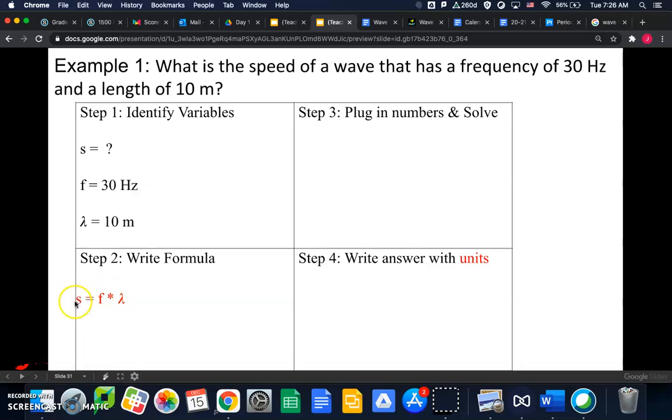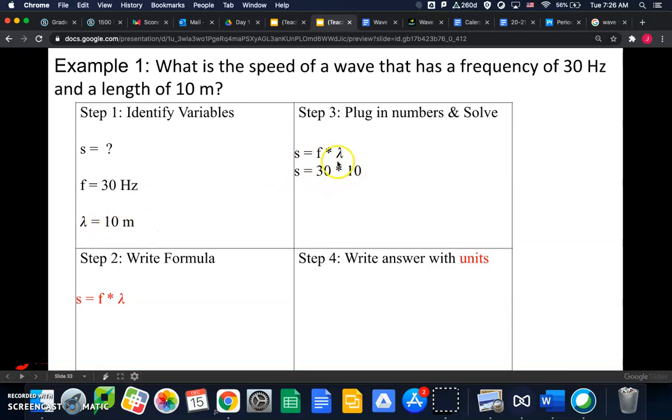So then we'll write that in as our formula. Speed equals frequency times wavelength. Okay, so then I'm going to rewrite that at the top of step 3, and then we're going to plug in our numbers. We don't know S. F is 30, right from right here. Lambda is 10. So we'll plug that in.